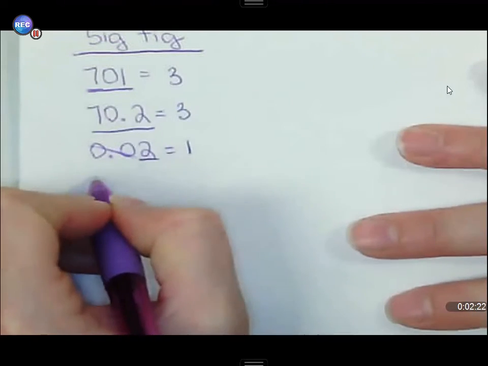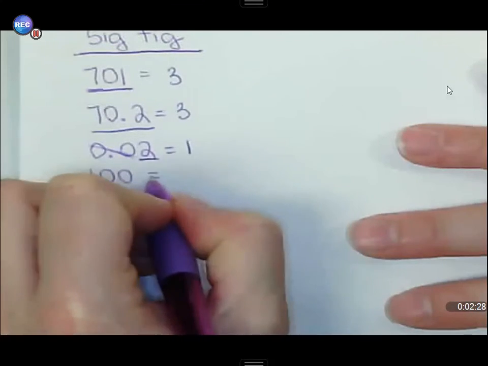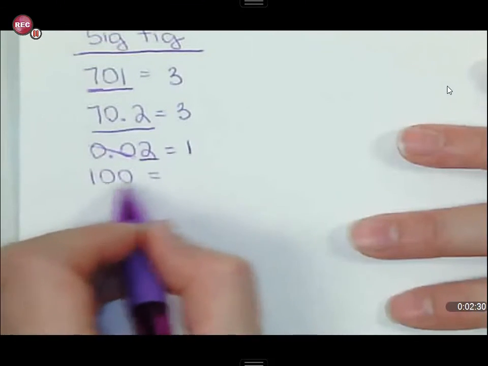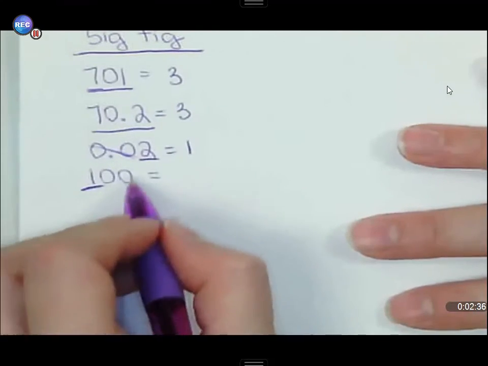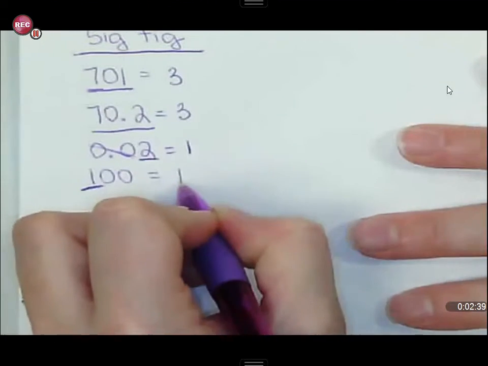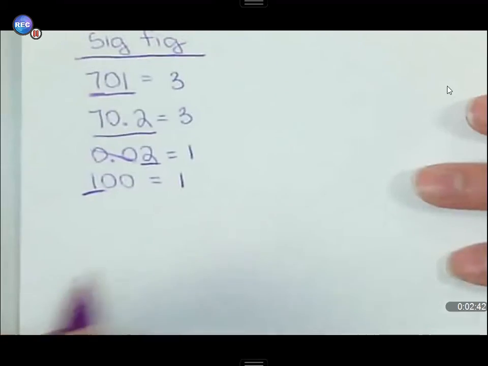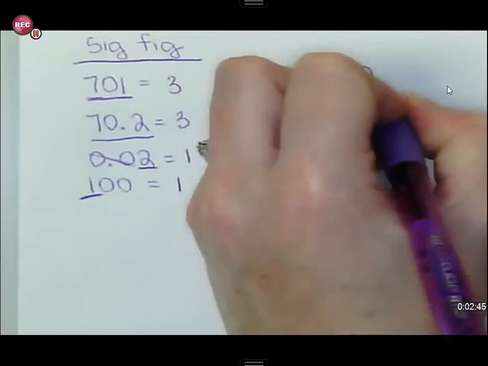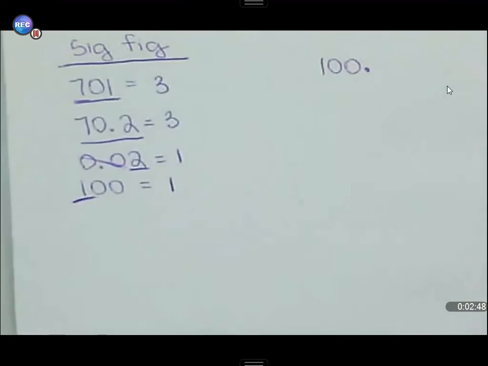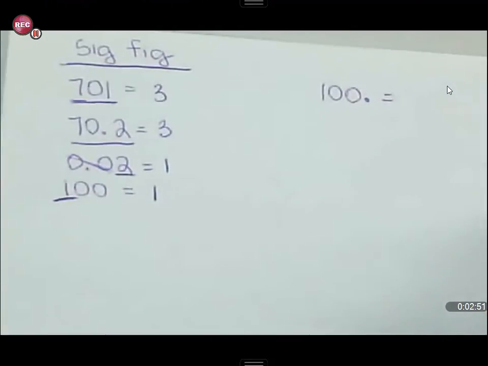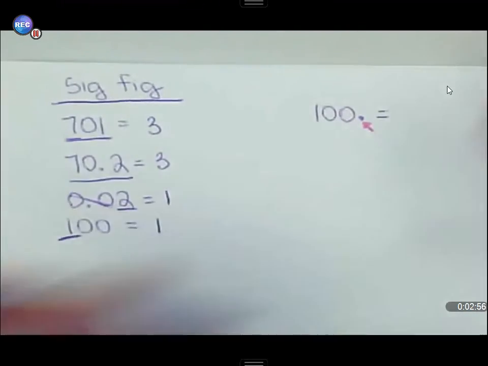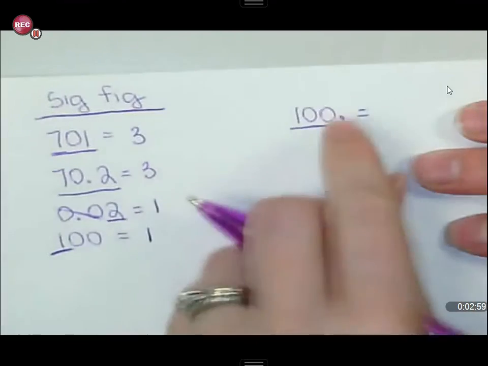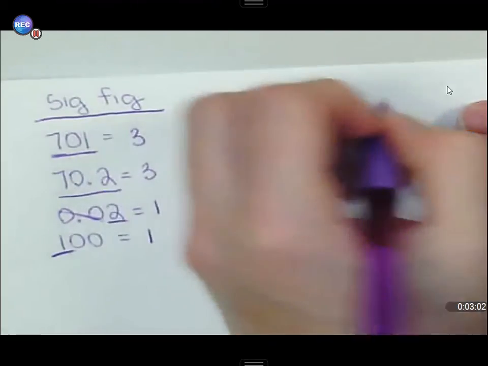Now, what about if we had 100? Well, these guys are just placeholders and they're not as important. This guy isn't a 0, so he's important. We can't count these, so it's only 1. Now, what if we did 100 and then put a decimal behind it? That changes things. Decimals are weird in this situation, but this guy makes it important. So that means that all 3 of these are important because of that decimal. So there are going to be 3.